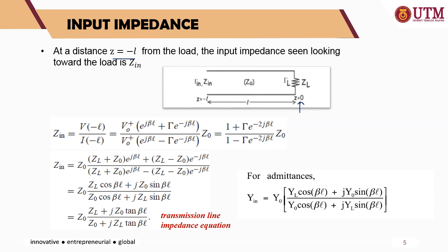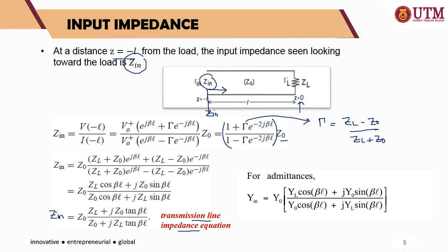So at a distance of minus L from the load, the impedance looking towards the load is called Zin. This is the input impedance, also known as the transmission line impedance. Zin can be estimated by the following equation: Z0 multiplied by 1 plus the reflection coefficient over 1 minus the reflection coefficient. When you expand the reflection coefficient, equal to ZL minus Z0 divided by ZL plus Z0, the Zin equation is further expanded into this.